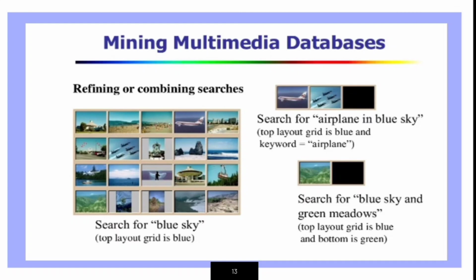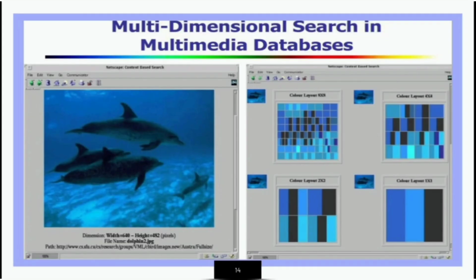And then moving on to the right corner, if you want to search for a blue sky and green meadows, it would take the top layout grid is blue and bottom as green as the keyword. So this is how a multimedia database mines each and everything minutely. Here again I have given you some other example in this slide for you to get a deep understanding about what mining in multimedia is all about.